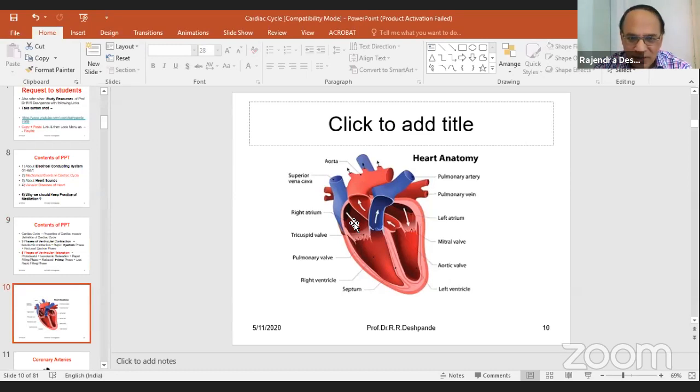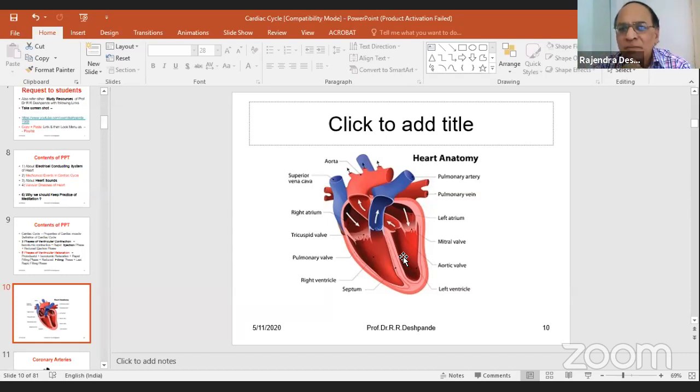This is the picture of the heart. Everybody knows. This is the right atrium. This is the left atrium. Right ventricle, left ventricle. Each student must know this basic anatomy, otherwise you will not understand the cardiac cycle. First, two, three, four. Four chambers are there. This atrium, you have already studied in 12th standard. They are only filling chambers, receiving blood. But the ventricles are boom, pumping.